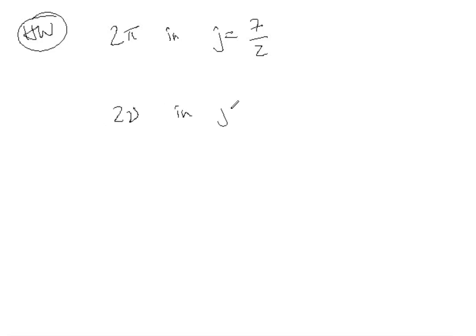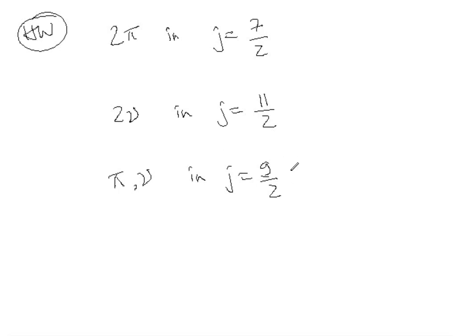Similarly, I would like you to do this homework of 2 protons in J is equal to say 7/2. Similarly, 2 neutrons in J is equal to 11/2. What if I tell you about 1 proton and 1 neutron in J is equal to 9/2?